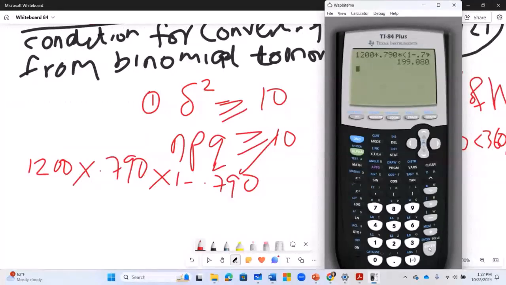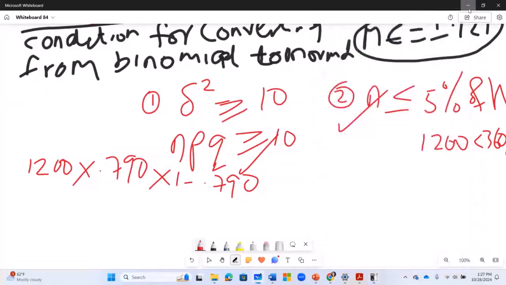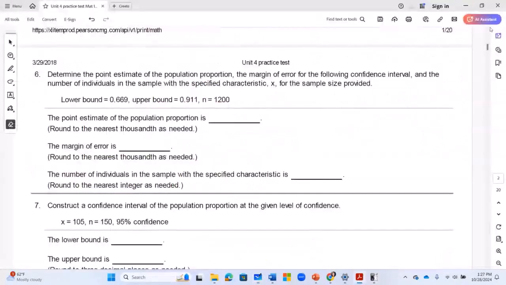So I can do inference. What do I mean by inference? I can do confidence interval. I can do hypothesis testing. If the condition is satisfied, I can do confidence interval or hypothesis testing. All right, so now I can find a question on confidence interval. Let's see. Question number 7 is confidence interval.